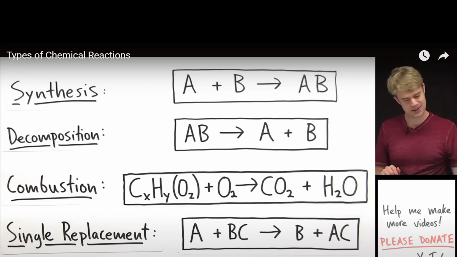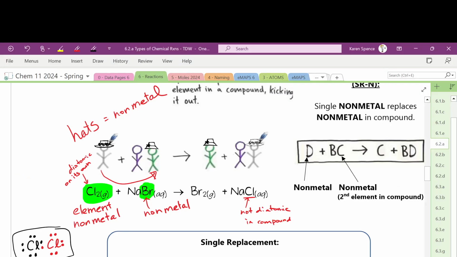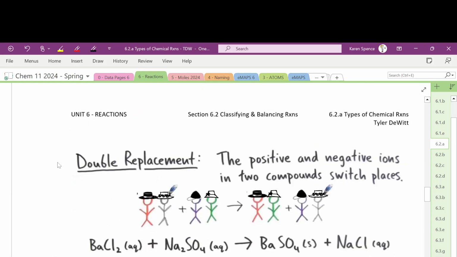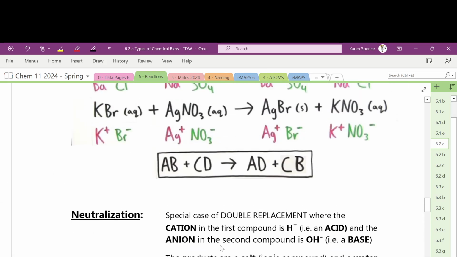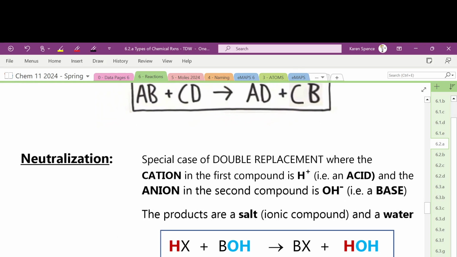Okay, and I think that's actually basically it. We have one more type that Tyler does not talk about. Do you guys know what it is? Neutralization. And neutralization is just a special type of double replacement, but if you call it double replacement, you will not get credit for recognizing the reaction, because you need to know, how do you recognize that something is an acid?